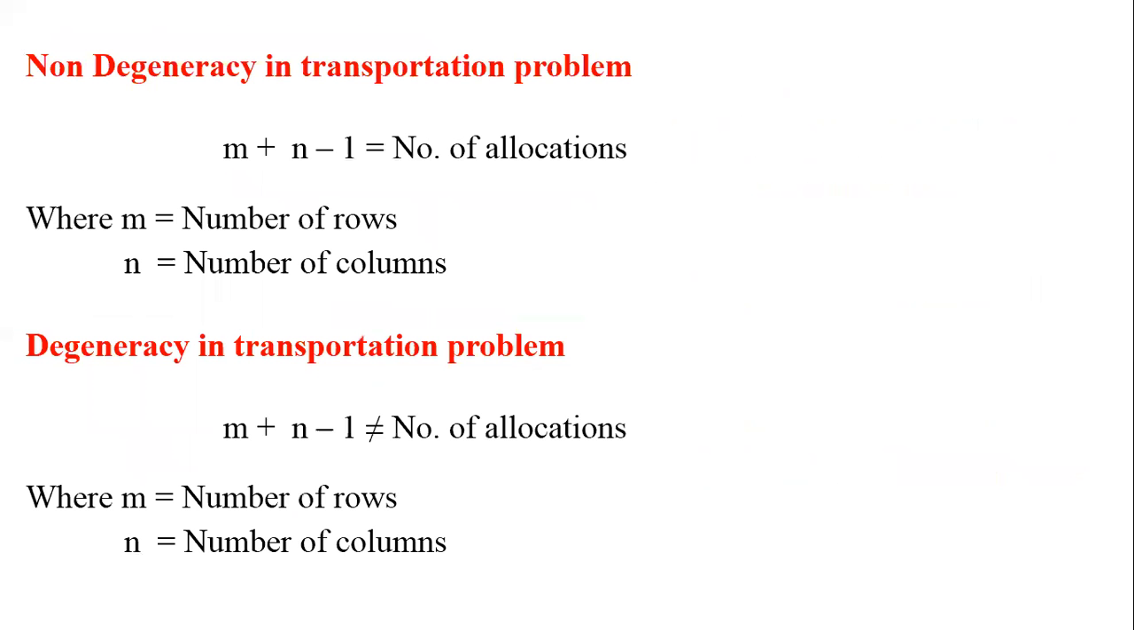Next, you have to check the most important condition, degenerate or non-degenerate. The formula is m plus n minus 1 equal to the number of allocations. Equal means it's non-degenerate, not equal means a degenerate problem. So m represents the number of rows, n represents the number of columns. This is the degenerate and non-degenerate checking condition. Number of allocations means allocated values.